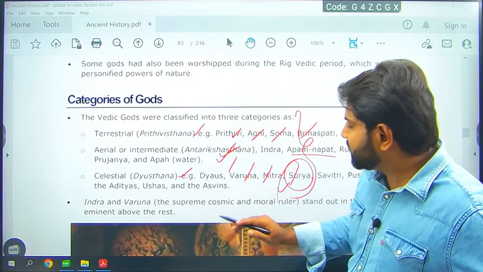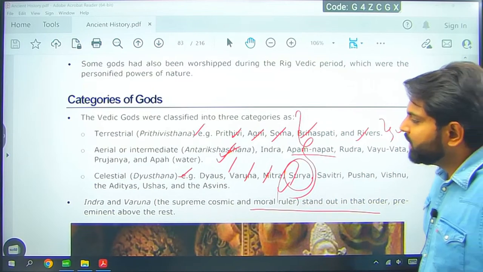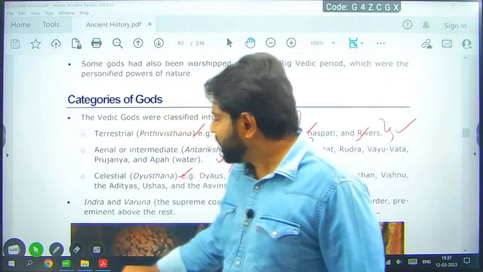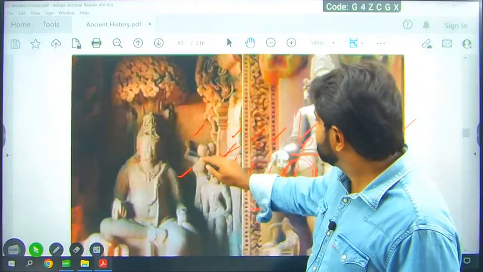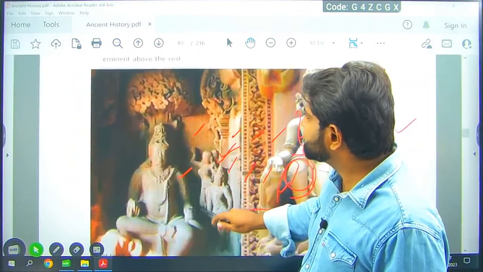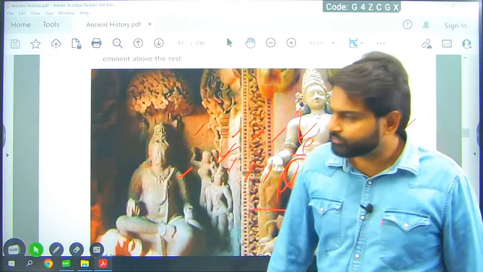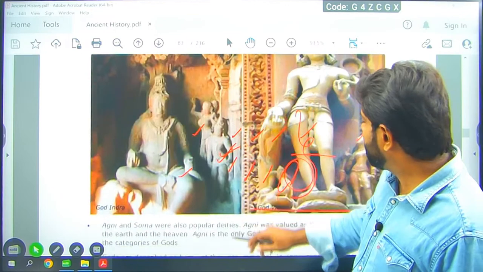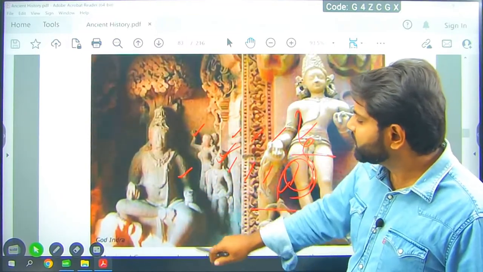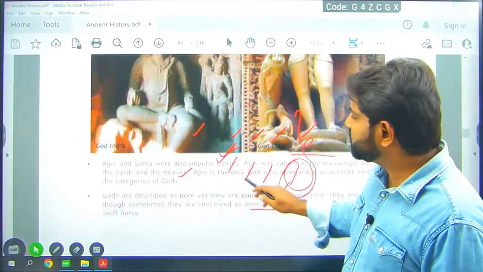Indra and Varuna, the supreme cosmic and moral rulers, stand out in the order, preeminent above the rest. So the ruler of the gods, Indra, and Varuna, these are considered very important. These are considered the supreme cosmic gods. So you can see God Indra and God Varuna. This is God Indra sitting in the center, right? Who is the ruler of gods? And this is God Varuna.